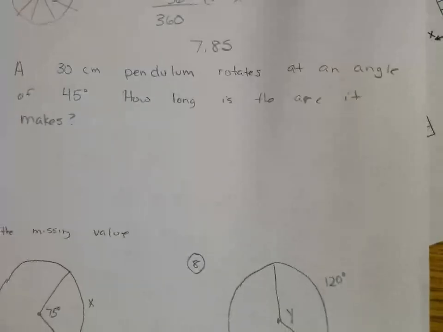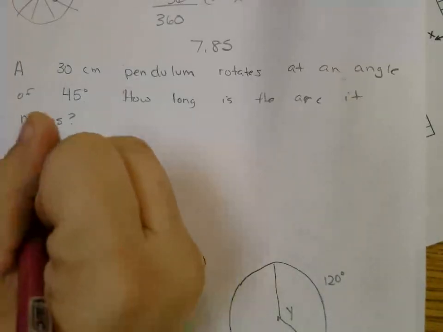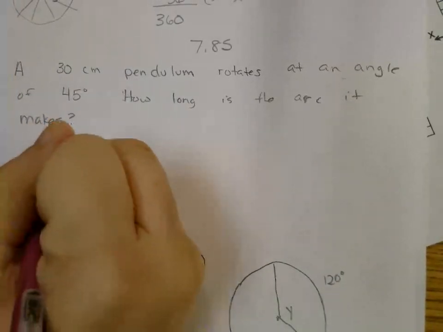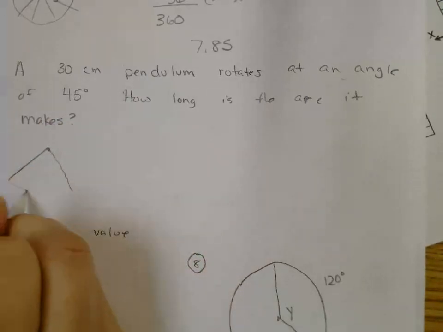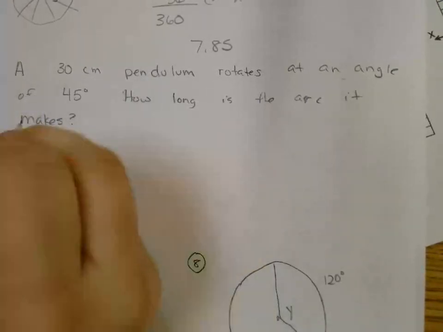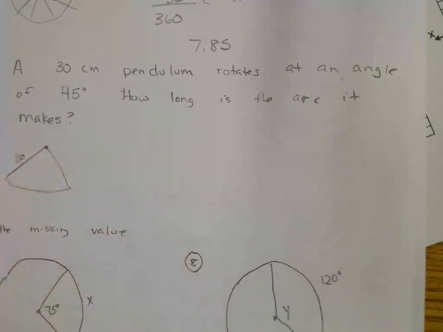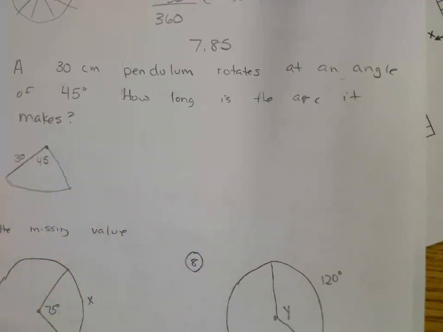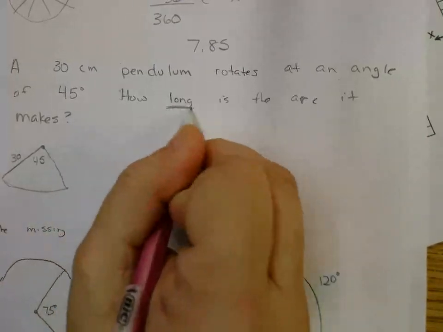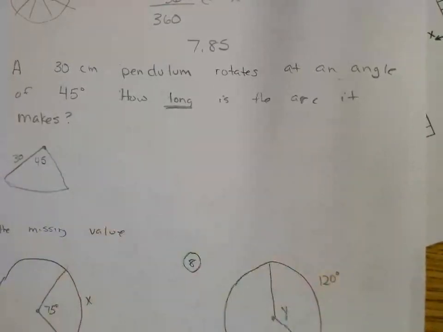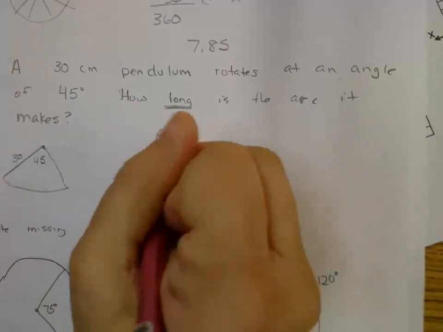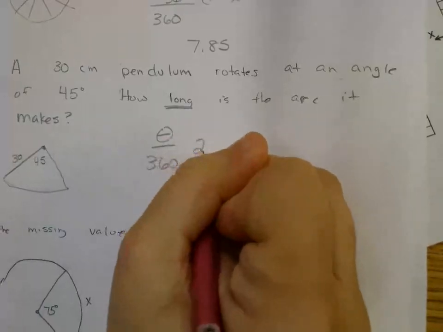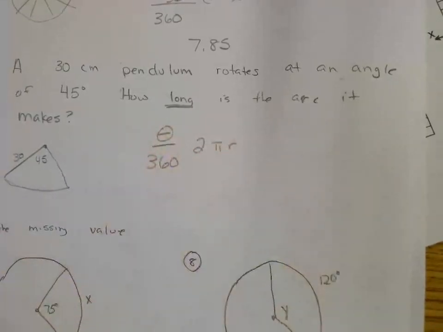Hey, look at number 6. A 30 centimeter pendulum. So I've got something, and here's my pendulum, and it's swinging back and forth. The pendulum's length is 30 centimeters. It rotates at a 45-degree angle, even though mine is like much more than a 45 that I just drew. How long is the arc? So when it asks me for how long something is, I'm looking at length. So I'm going to be using that formula, angle over 360 times 2 times pi times my radius.